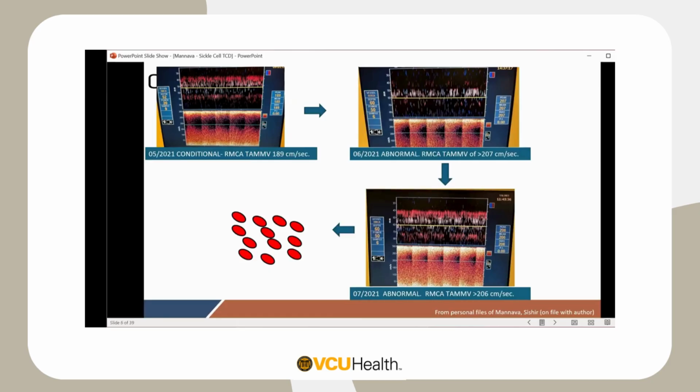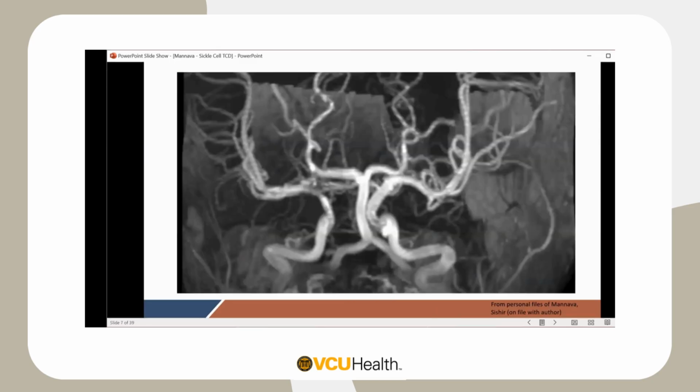This is a clinical case that I'll start with to get everybody's juices flowing. This was just a few years ago in a kiddo who came in and had an elevated TAM velocity on their right MCA, came back in a month later with an abnormal velocity, and then on the repeat TCD had another abnormal velocity and was started on chronic transfusion therapy. We'll talk about how this protocol was developed and why we went about it in this way.